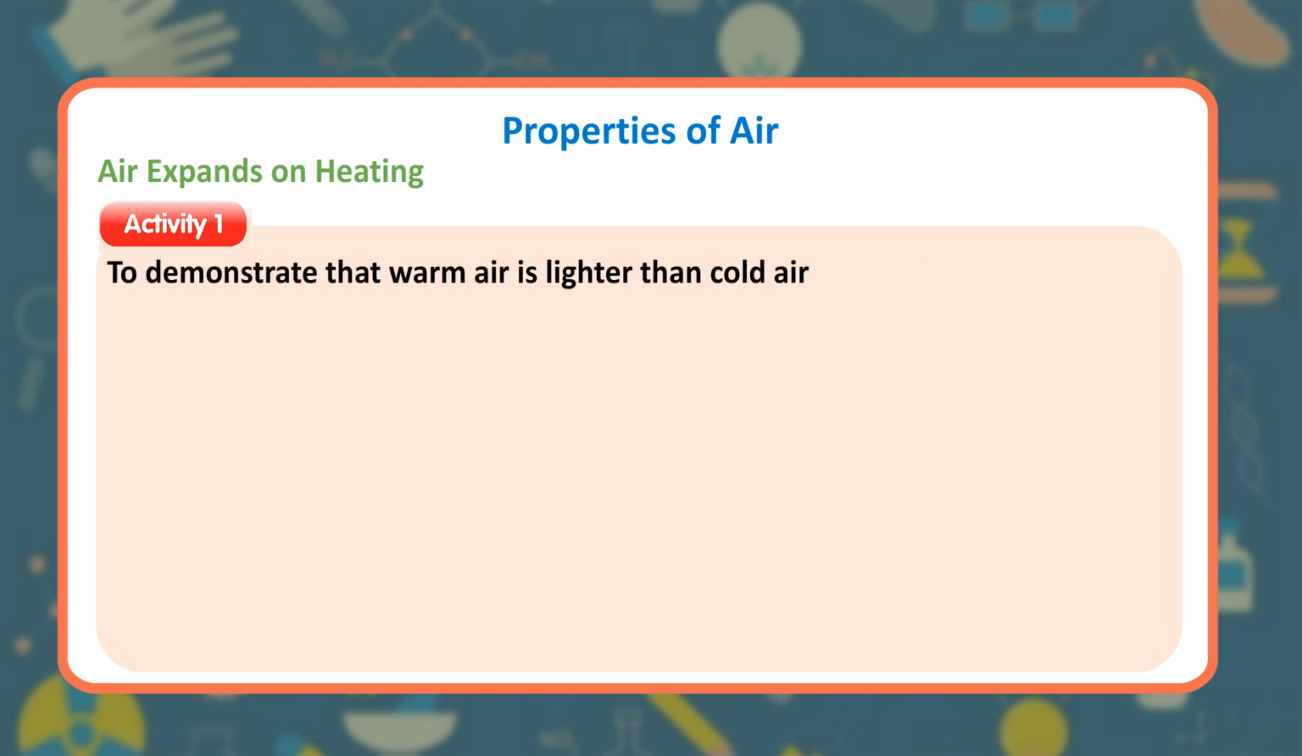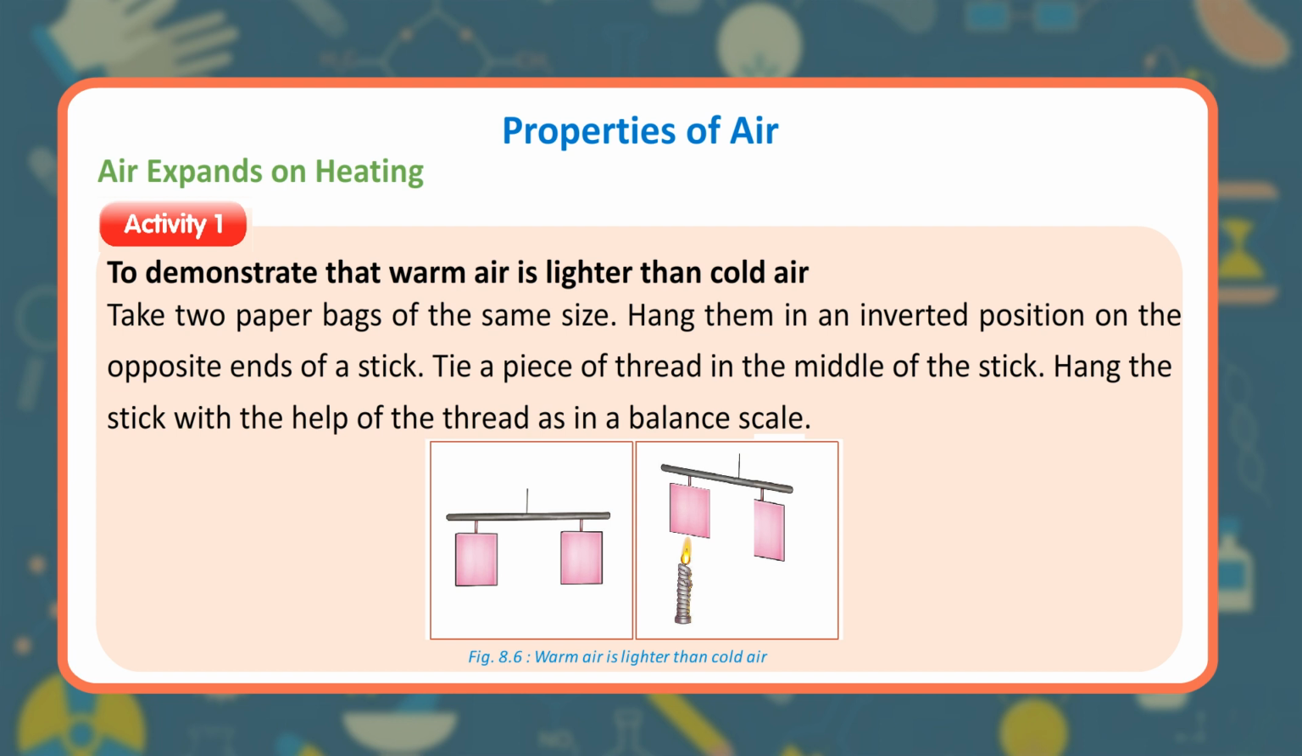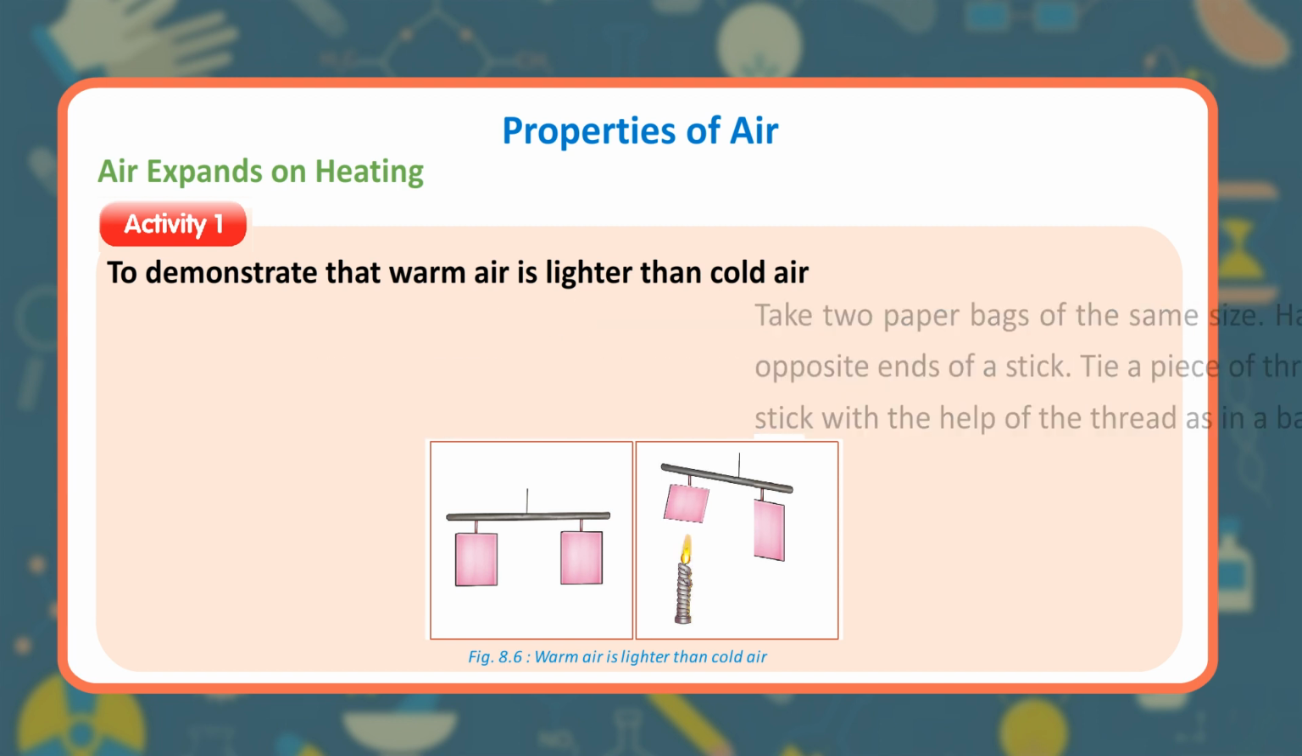Activity. To demonstrate that warm air is lighter than cold air, take 2 paper bags of the same size. Hang them in an inverted position on the opposite ends of a stick. Tie a piece of thread in the middle of the stick. Hang the stick with the help of the thread as in a balance scale.